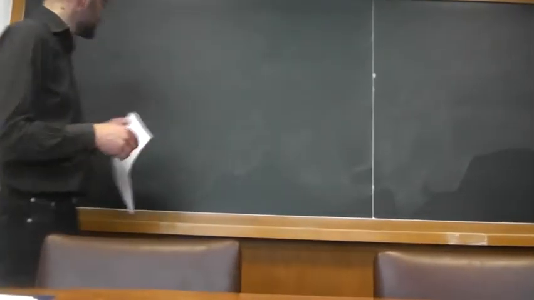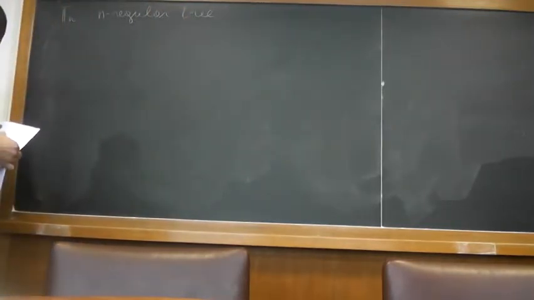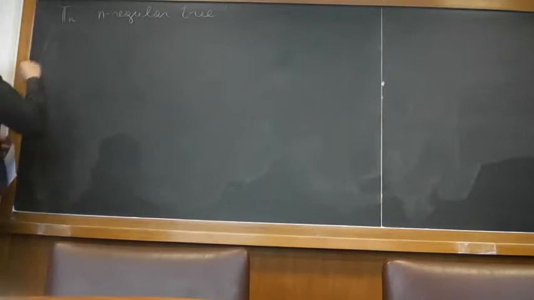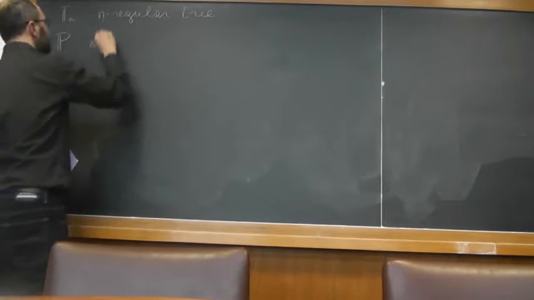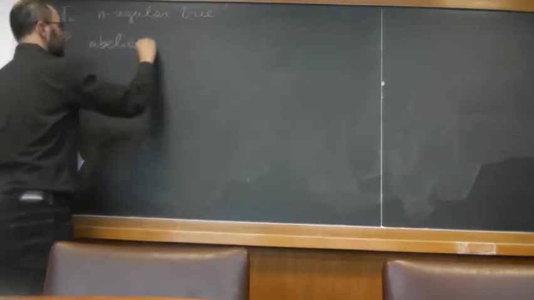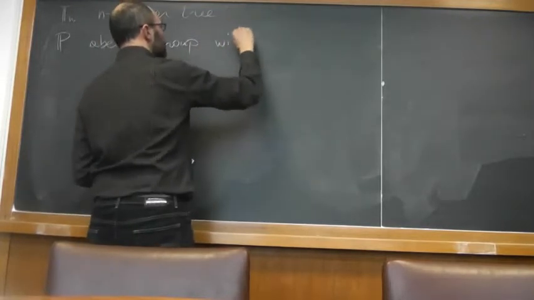Okay, maybe I will just recall a few things from the last lecture. Just the notation: Tn was the n-regular tree. P was an abelian group with no torsion.